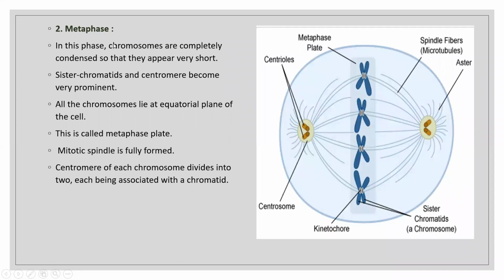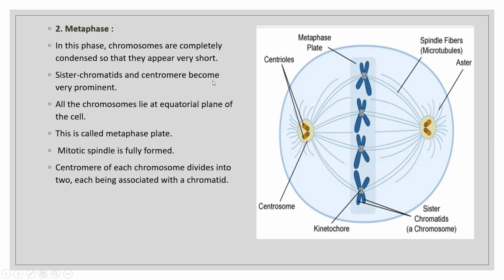The next phase is metaphase. In metaphase, the chromosomes are completely condensed so that they appear very short. You can see these are the chromosomes, and they undergo more and more condensation so that they become thicker. Condensation, as I said, is the reorganization of chromatin material. The chromatin material arranges itself in such a way that the chromosomes become shorter and thicker. So in metaphase, the condensation process takes place again, and here you can see they appear very short.